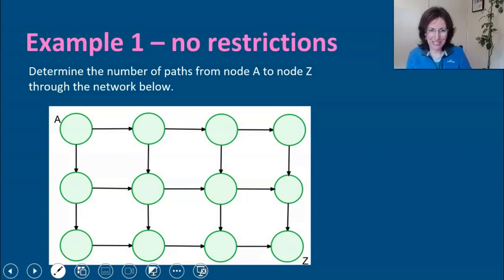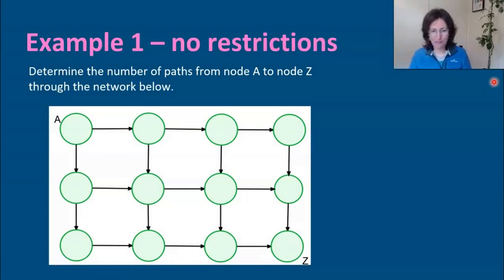But let's obviously put this into practice. So if we're asked to determine the number of paths from node A, here top left, to node Z, bottom right hand corner there, for this network. I would advise you to draw this out yourself and add them in as you go so that you're doing the thinking with us.